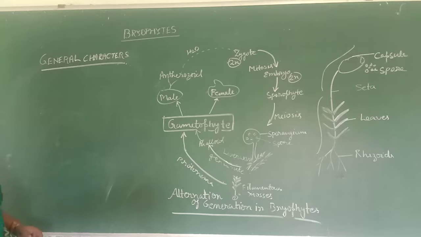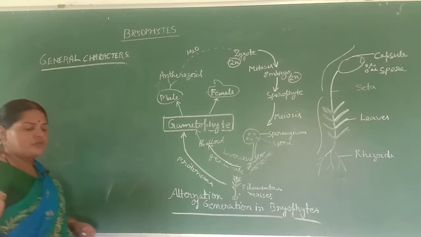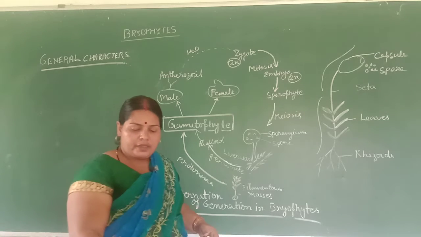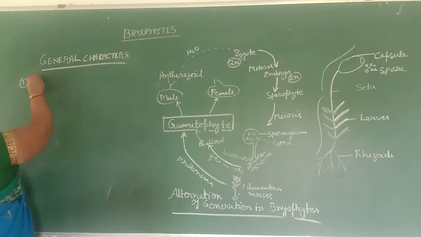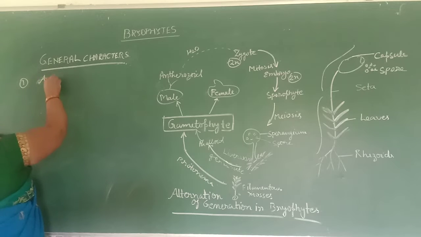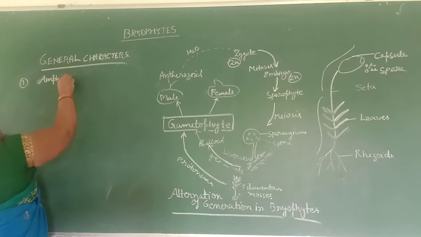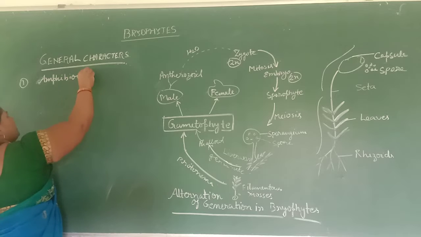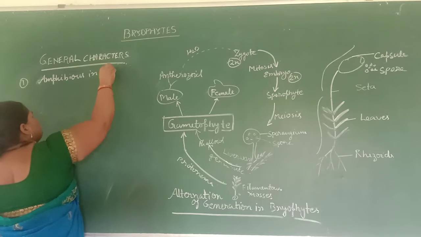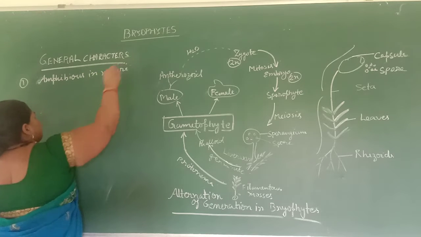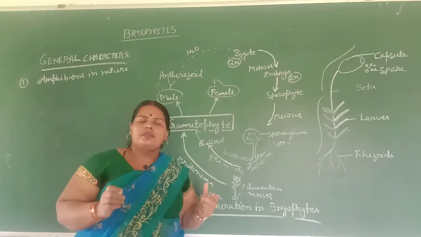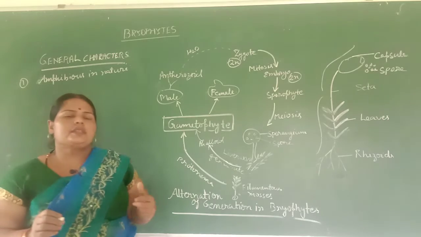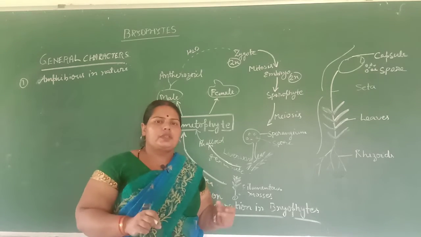The general characters of the bryophytes. It means bryophytes are amphibious in nature. Amphibious in nature means it lives on land as well as in water. Why is water necessary? Water is necessary for fertilization.